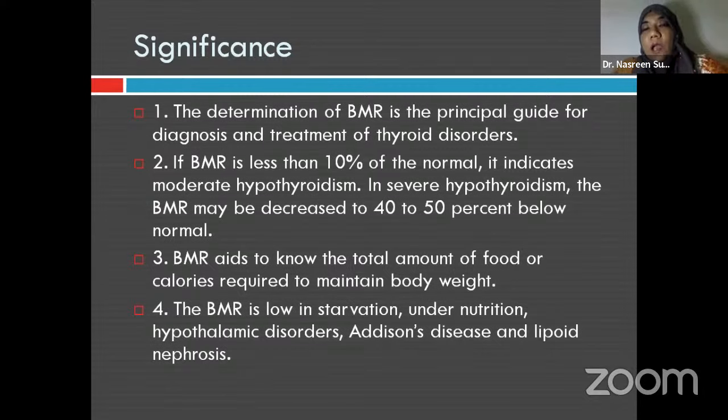Okay. Now, if the BMR is less than 10% of normal, BMR less means what? Weight gain. Weight gain means it is showing you as hypothyroidism. And when you have severe hypothyroidism, the BMR will reduce to 40 to 50% below normal.